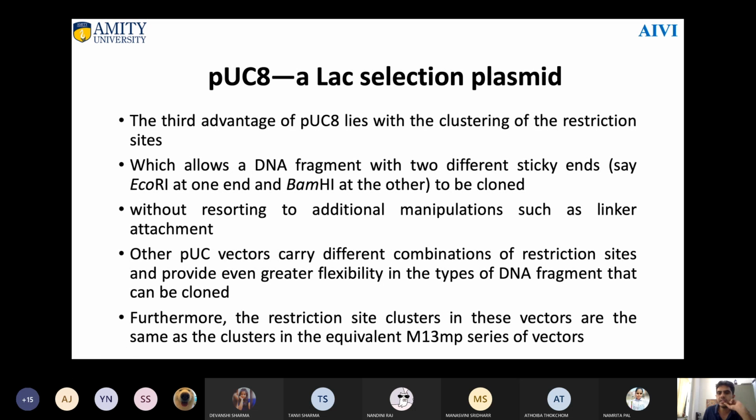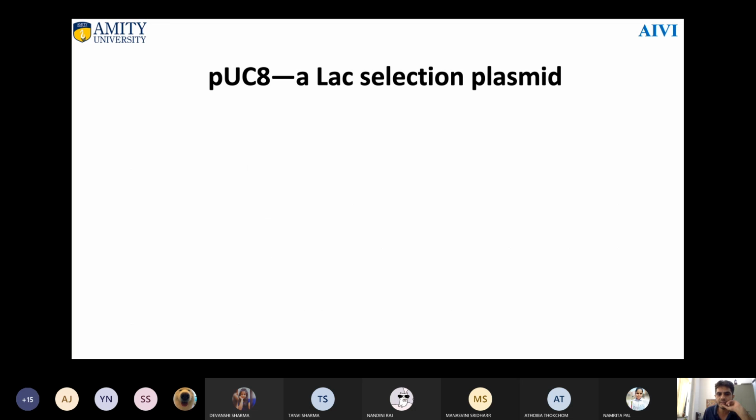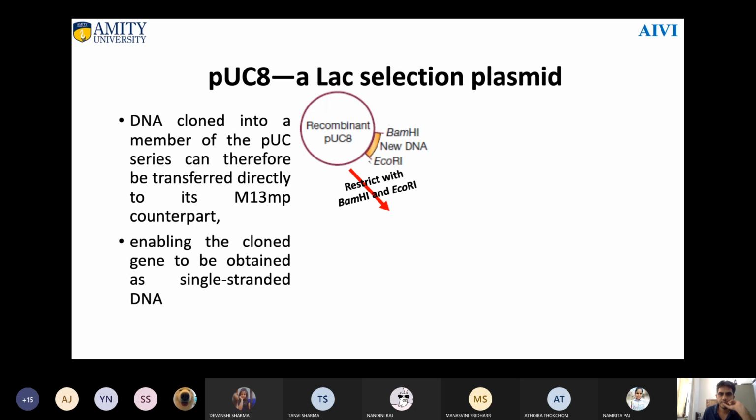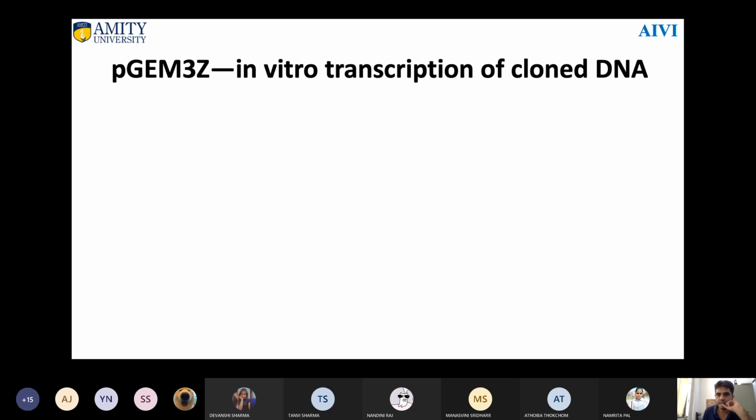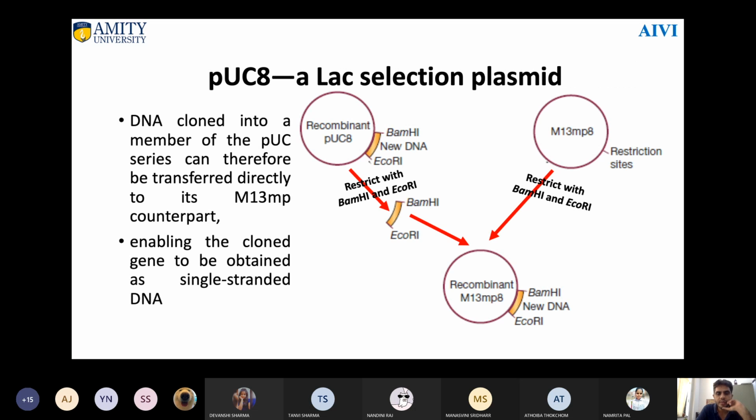Furthermore, the restriction site cluster in these vectors is the same as the cluster in the M13mp series vectors. So DNA cloned into a number of the pUC series can therefore be transferred directly into the M13mp counterpart. If you want, you can just digest it, remove your site and transfer it to the selected site, so you can exchange it into the new vector also.